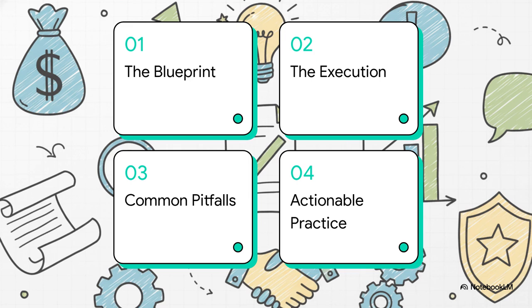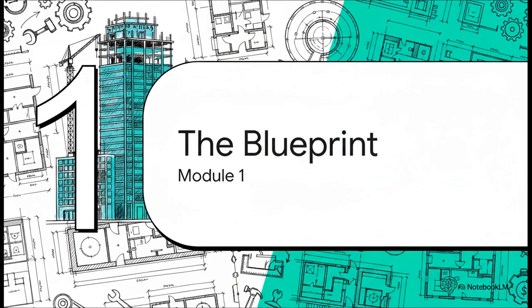So, here's our roadmap for today's course. We'll start off with Module 1, the blueprint. Then we'll move into Module 2, the execution. Module 3 covers common pitfalls, and we'll wrap up with Module 4, actionable practice. All right, let's jump right into Module 1, the blueprint.